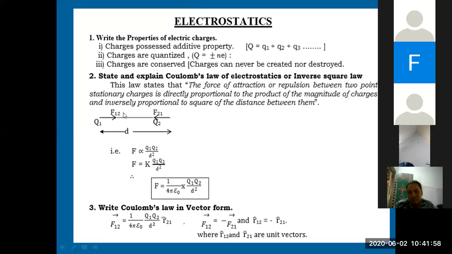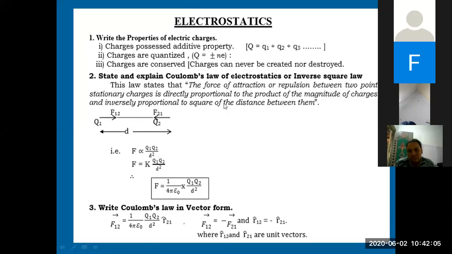Fourth point, it should be inversely proportional to the square of the distance between them. So these are the statement of the law. We divide the definition into four. First part, force of attraction or repulsion. Second part, between two point stationary charges. Third point, is directly proportional to the product of the magnitude. Fourth point, inversely proportional to the square of the distance between them. In your mind, quickly learn the definition.